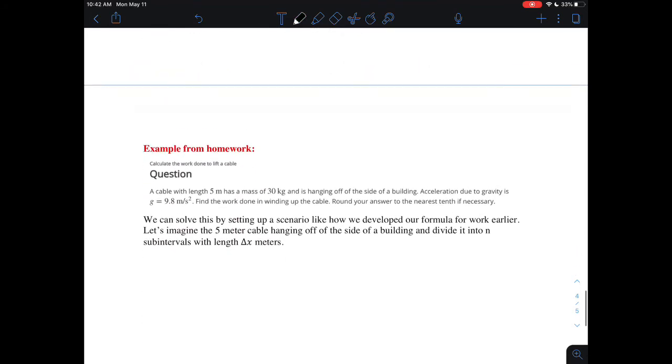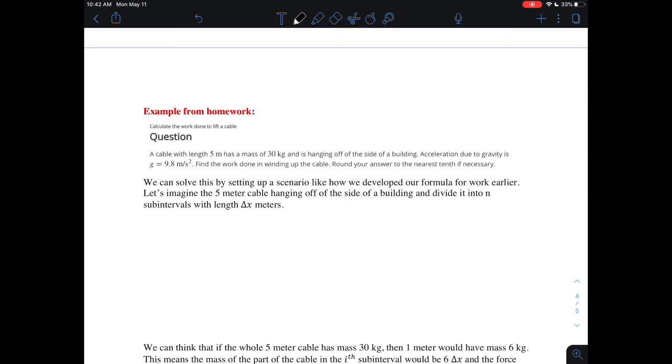All right, one more application question, also coming from the homework, which gives a little bit more of a concrete understanding of work instead of just the abstract sense. Here we're going to look at calculating the work done to lift a cable. So in this question, a cable with length 5 meters has a mass of 30 kilograms and is hanging off of the side of a building. Acceleration due to gravity is g equal to 9.8 meters per second squared. Find the work done in winding up the cable. Round your answer to the nearest tenth if necessary.